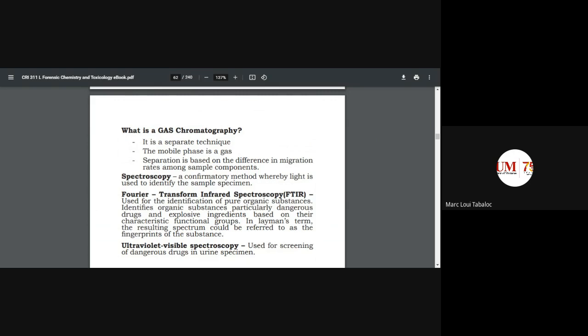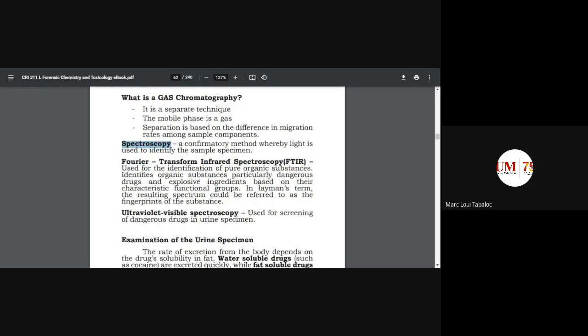So, basically, dito sa gas chromatography, it would separate the contents from the specimen based on the migration rates ng mga sample components. Of course, they would either use spectroscopy on that, confirmatory method whereby light is used to identify the sample specimen in relation to the changes in color. They might use UV spectroscopy to screen dangerous drugs, especially sa urine. If there are changes sa color.